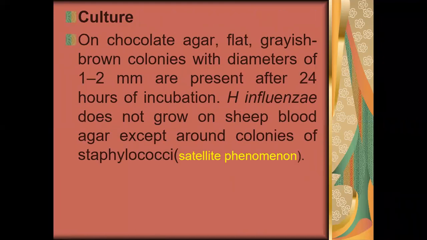Now, culture of this bacteria is very important. This bacteria is cultured on chocolate agar to produce flat, grayish brown colonies with a diameter of 1 to 2 millimeters after 24 hours of incubation. Haemophilus influenzae does not grow on sheep blood agar except around colonies of staphylococci, producing a phenomenon called the satellite phenomenon.